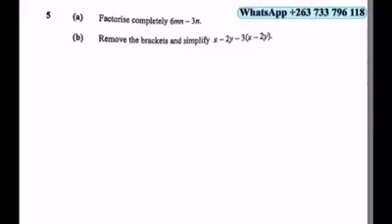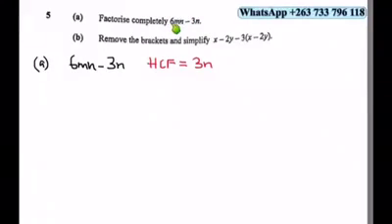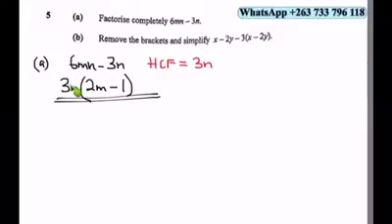Then number 5, factorize 6mn minus 3n. So the first step is to find the highest common factor. So the highest common factor here is 3n. You can see that 3 can be divided into 6, then n can be divided into n and n. Therefore, let's factor out the highest common factor, 3n, outside. So again, 3 into 6 is 2, n will cancel n, then we remain with m. 3n into 3n is 1, so it's 3n(2m minus 1).